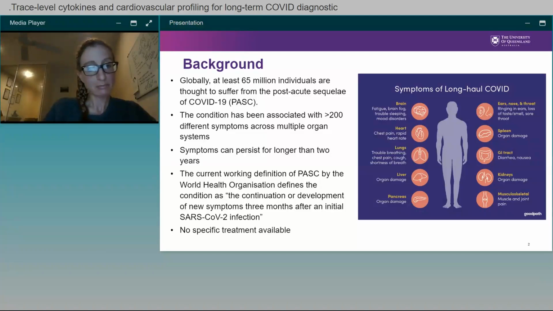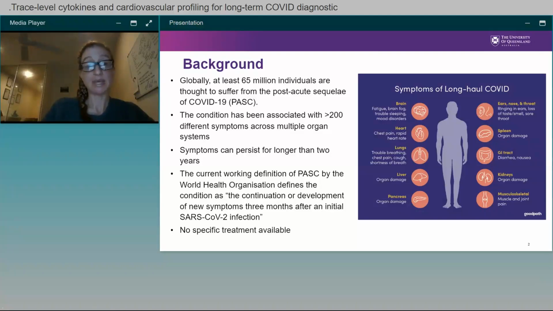And we then, in retrospect, realized that actually a large number of individuals experience this prolonged symptomatic disease, or long COVID. It's now estimated that probably at least 65 million individuals worldwide are thought to suffer from long COVID, which is now commonly referred to as PASC, or post-acute sequelae of COVID-19. Long COVID is quite difficult to define as a condition because it is associated with more than 200 different symptoms across multiple organ systems.